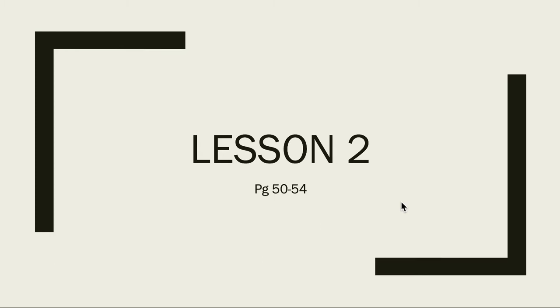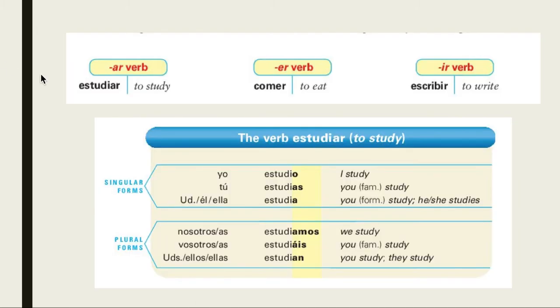Welcome to the video lecture for pages 50 to 54. In this section, we'll deal with present tense AR verbs. As we learned earlier, there are three types of verbs in Spanish: ones that end in AR, ones that end in ER, and ones that end in IR. When a verb has these endings, it's said to be in its infinitive form.